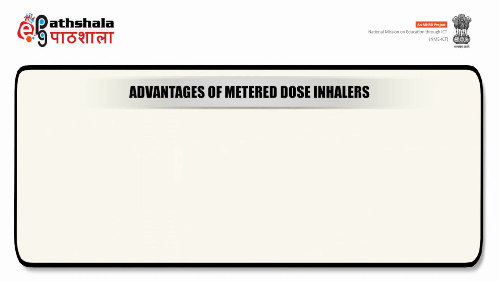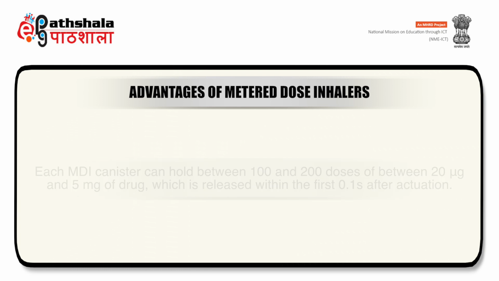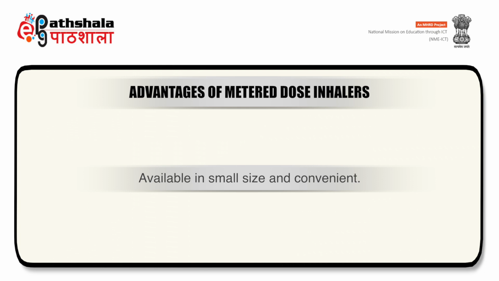Now we will discuss the advantages of metered dose inhalers. Each MDI canister can hold between 100 and 200 doses of between 20 micrograms and 5 milligrams of drug, which is released within the first 0.1 seconds after actuation. MDIs are available in small size and are convenient. MDIs deliver a specified amount of dose. MDIs are inexpensive and quick to use.